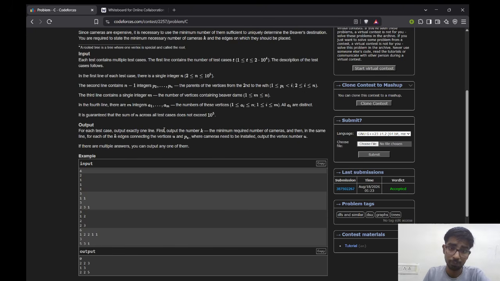What you need to give as the output is K, the minimum number of cameras, and then in the same line, the K edges connecting the vertices, that is, for each case, where the camera needs to be placed, the vertex number. And what you need to print as the output is first the number of cameras that you need to place to detect the player's position, and in the same line, the numbers of the vertices on which you have installed the cameras.